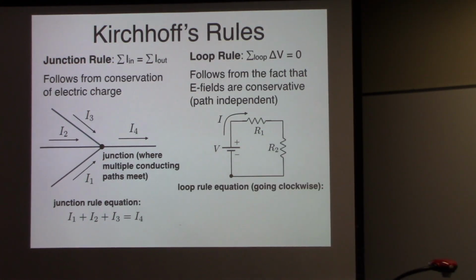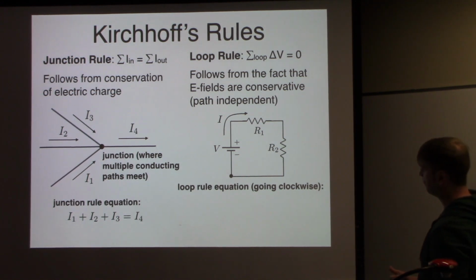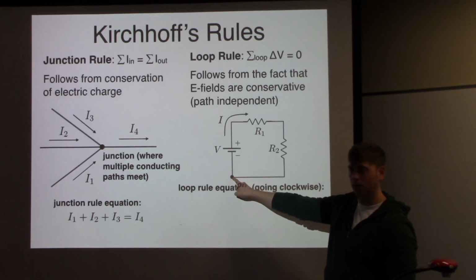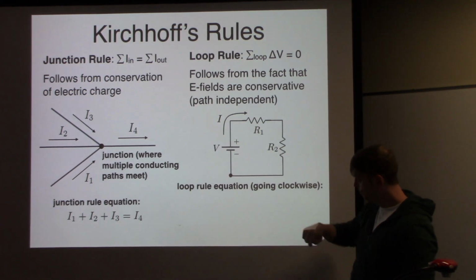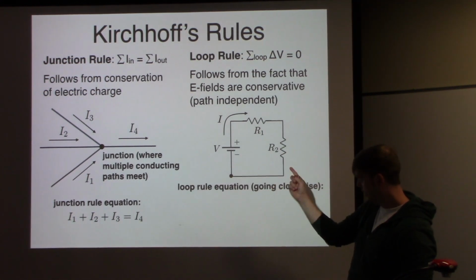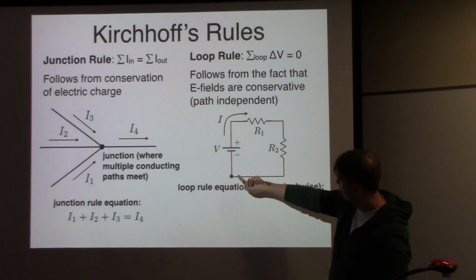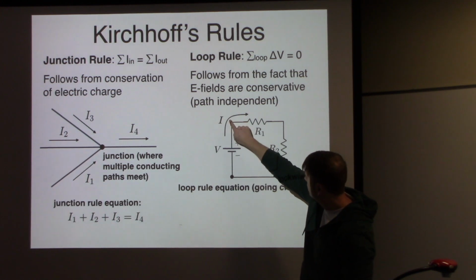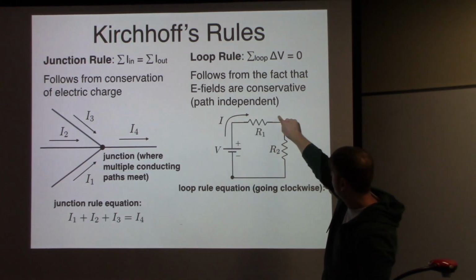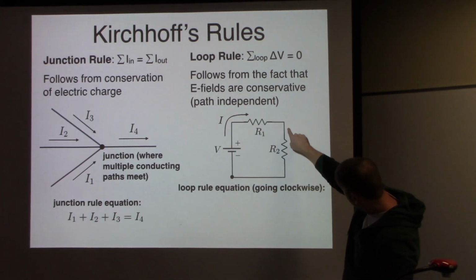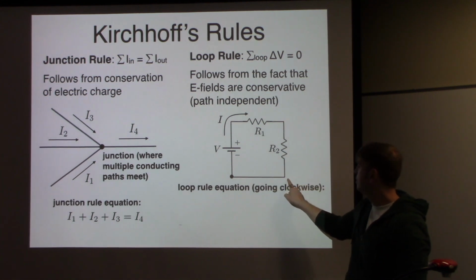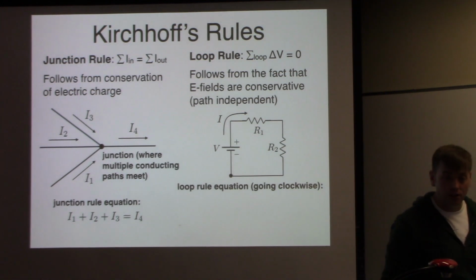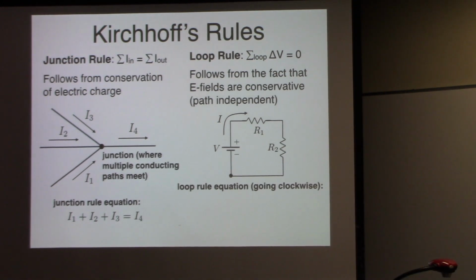So let's generate our loop rule equation by starting at this point labeled right here on the bottom left side of the circuit. And let's take this loop going clockwise. So that means we're first going to go across the battery like this, then across resistor number 1 like this, and then across resistor number 2 like this, and then back around to that point where we started. If I add up all those delta V's for the loop, I'm going to get 0. That's the idea.